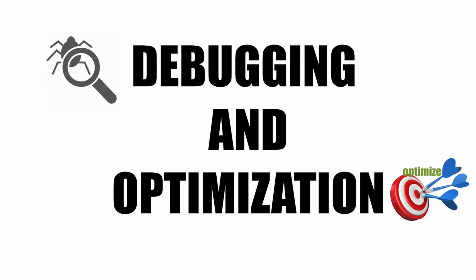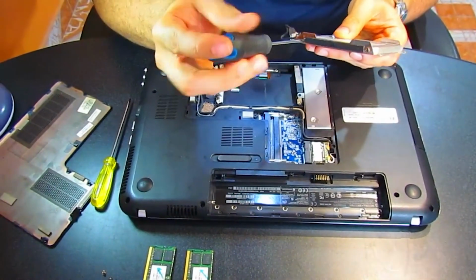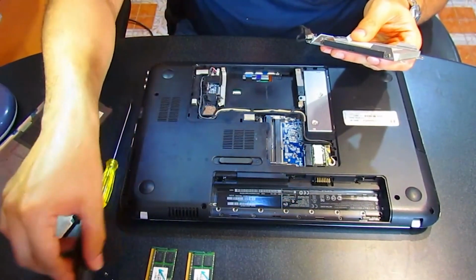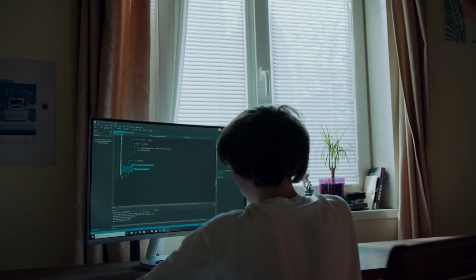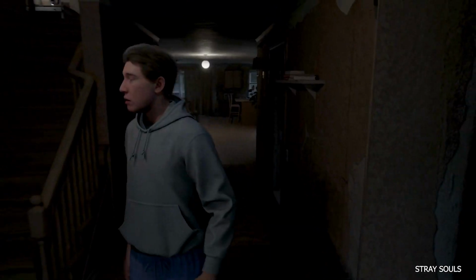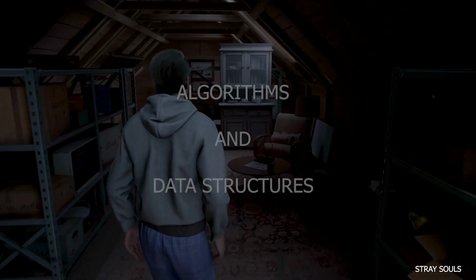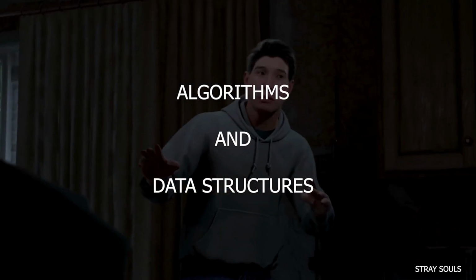Debugging and optimization. Finally, it's essential to understand debugging and optimization when developing games. Debugging is a process of finding and fixing bugs in the game's code. Optimization involves improving game performance by reducing resource usage and improving efficiency. It's essential to use mathematical concepts such as algorithms and data structures to optimize game performance.